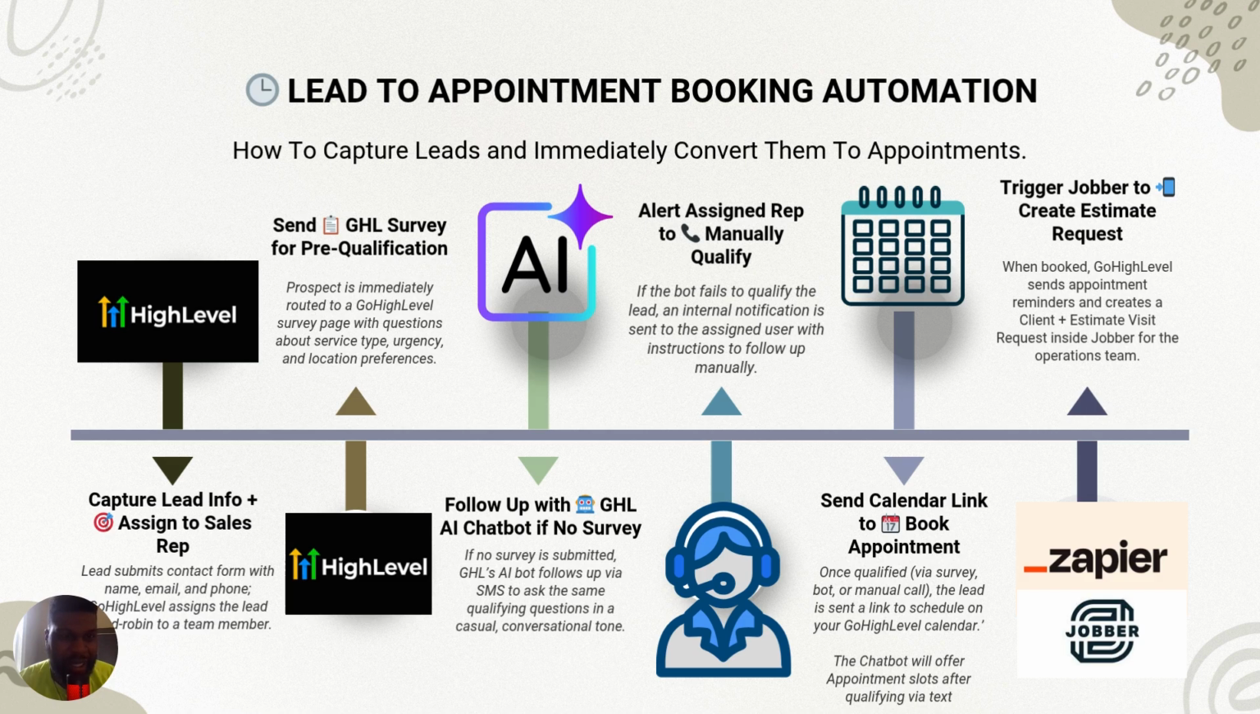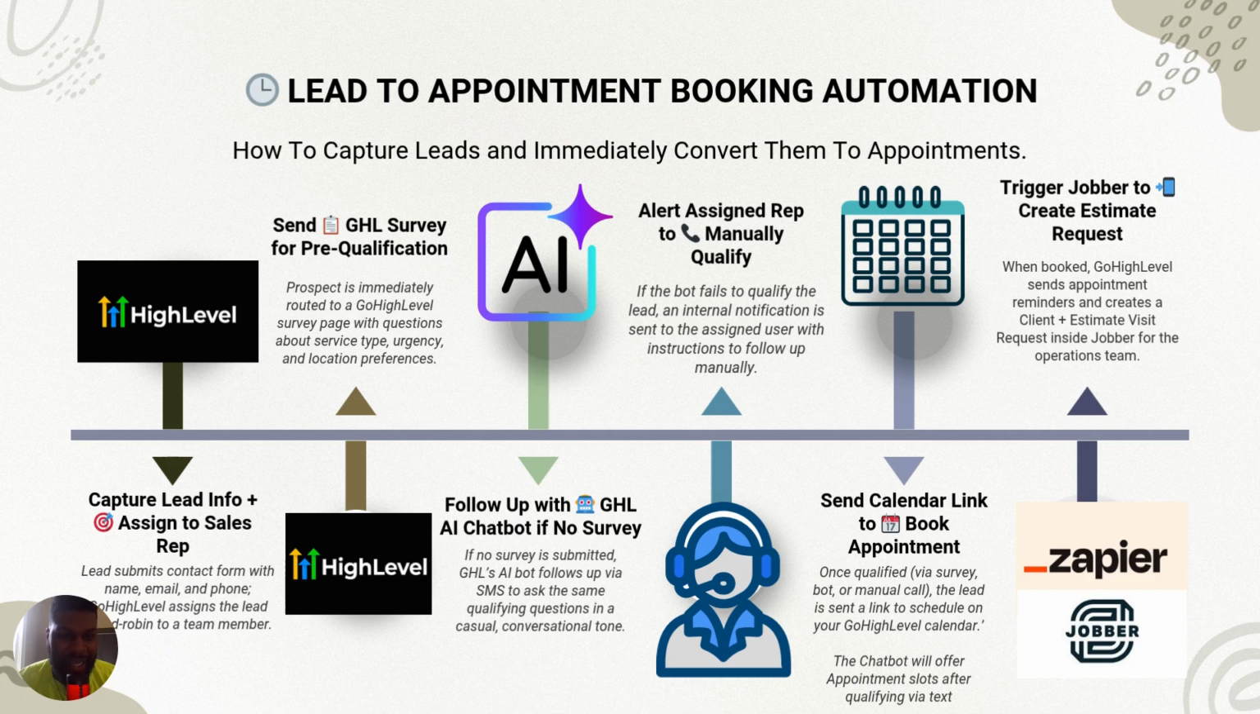So if you see that a person for some reason has not filled out the survey, it's always best to reach out to them. Again, I'm getting a little off tangent here, but it is what it is. Now, once they qualify themselves, you're going to send them that calendar link so they can book an appointment. And if they're talking to the chatbot, it's just going to offer 3 good appointment slots for them based on their availability.